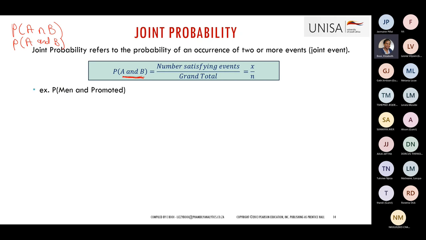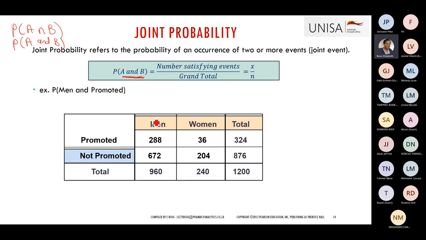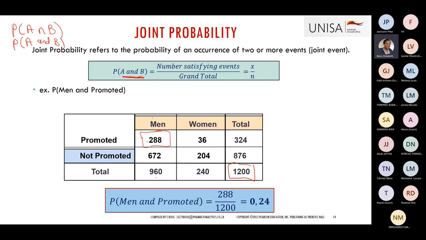So if I need to calculate the probability of a joint event of men and promoted, using the same table that we had, I know that these are men, these are promoted. Where they both meet, men and promoted, this is where we calculate the joint probability. We say it's the number satisfying the joint event divided by the grand total. The joint event has 288. The grand total, which is our sample space, is 1,200. So 288 divided by 1,200 gives us 0.24. That is how you calculate a joint event, using the number of events satisfying divided by the sample space. We'll do more exercises just now.